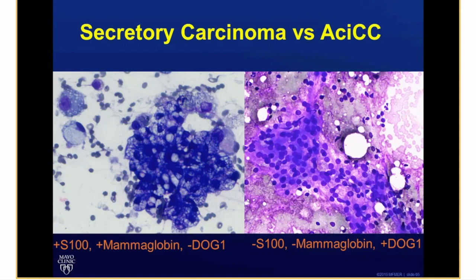Comparing secretory carcinoma with acinic cell carcinoma, you can see that sometimes the morphology can look very similar, but again, if you have a good cell block and you can perform immunostains, you might be able to favor one over the other.